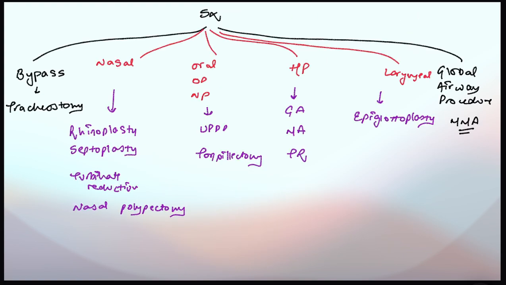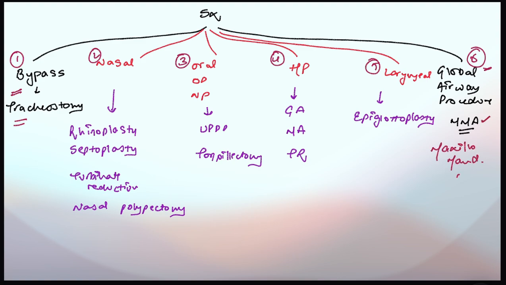For the surgical part, first remember the first and last one. First, second, third, fourth, 5 and 6. So we are having 6 modalities. First one is bypass. So we'll do the procedure to bypass the upper airway, that is we'll directly insert a tube at the trachea, that is tracheostomy. For the sixth one, global airway procedure is done, in which MMA is there, that is maxillomandibular advancement, that is we'll advance both maxilla and mandible, and it is the most successful and versatile procedure done. So first and last are clear.